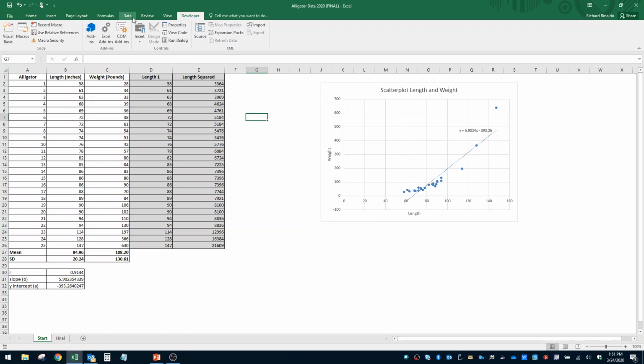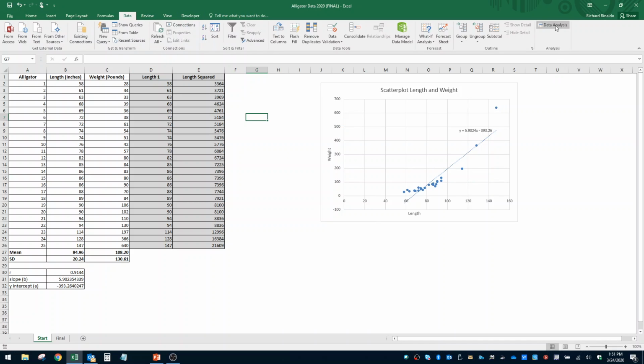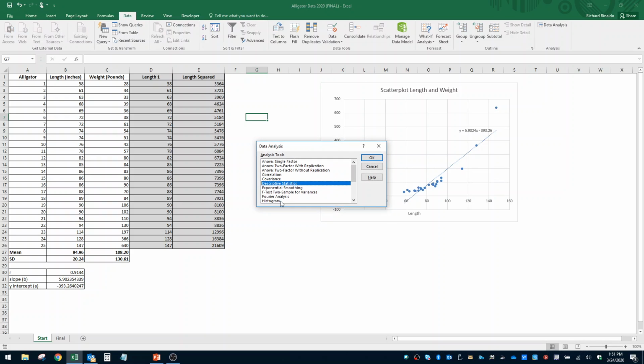Then once you've done that, if you go to Data, you've got a data analysis package of tools. So we're going to use this to complete our regression, which will have 2 values. So data analysis, and I want to run a regression, and go OK.